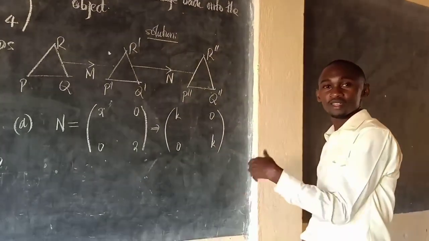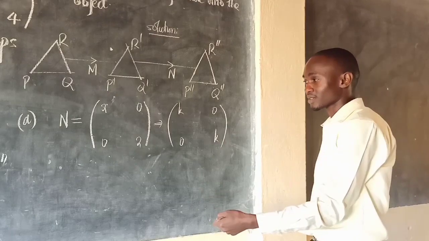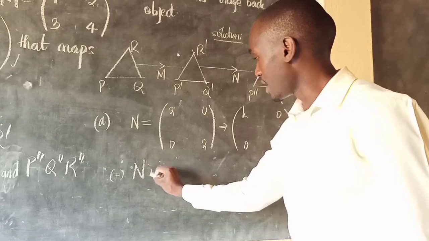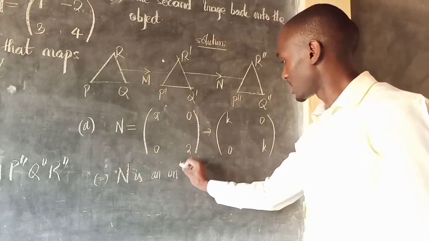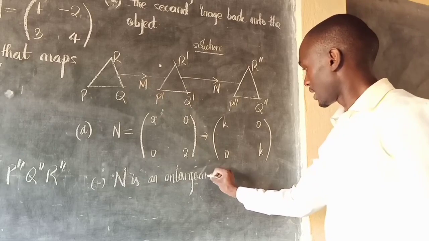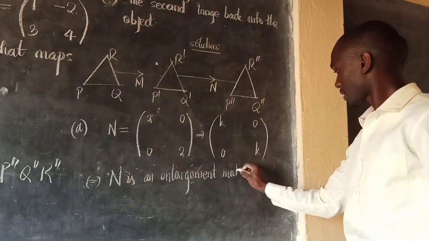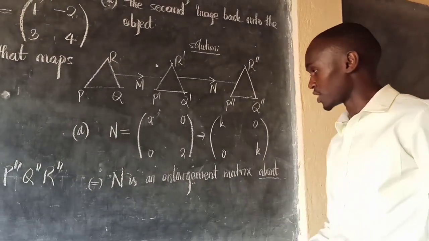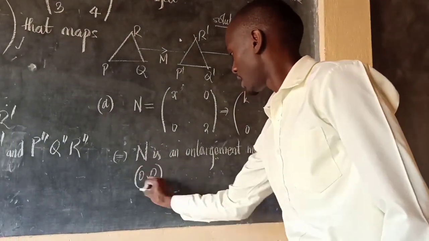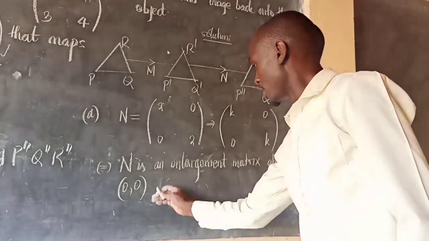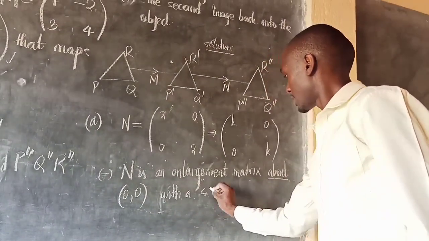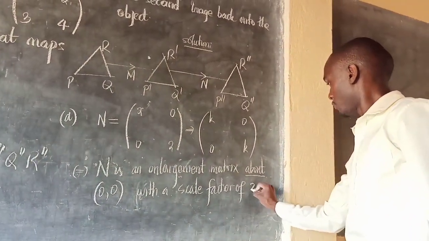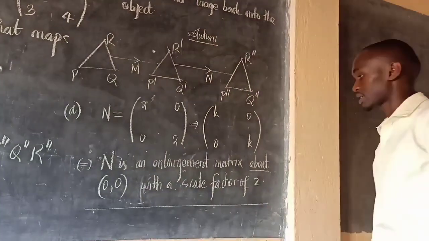When describing, we just want the student to tell us that this is an enlargement matrix. The description therefore is: N is an enlargement matrix about the origin, about (0, 0), with a scale factor of 2.